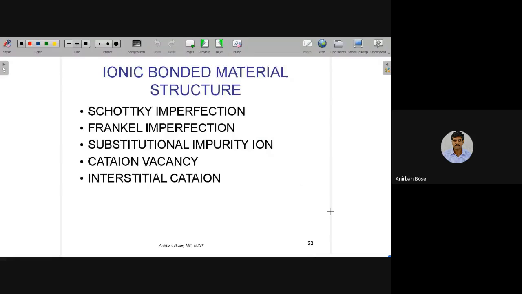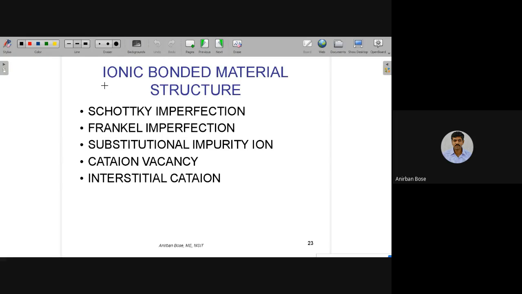Now coming to ionically bonded material. Ionically bonded materials, like different kinds of ceramic structures, are ionically bonded. The point defects observed in ionically bonded material are Schottky imperfection, Frenkel imperfection, substitutional impurity ion, cation vacancy, and interstitial cation. Let us see all these kinds of point imperfections one by one.